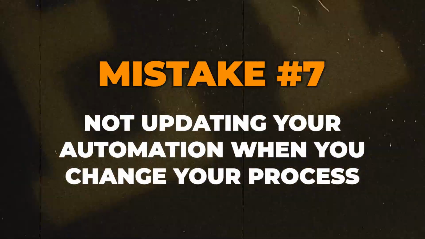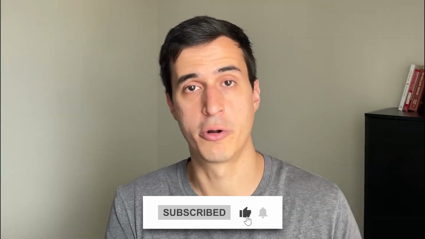The seventh mistake is not updating your automation when you change your process. That's really important because the automation, of course, is just a reflection of your internal process. If you are a company that's growing, or if you need to change your process, change the tool that you are using, or change the rules of your tasks, you need to reflect that in the automation. So every time you change anything in your process, you need to update your automation.